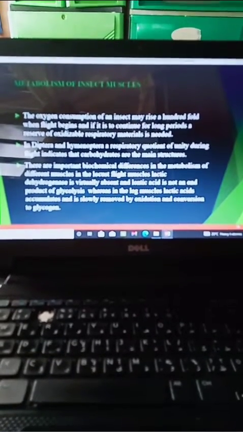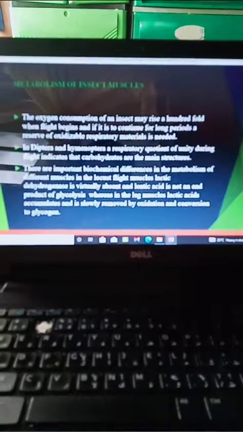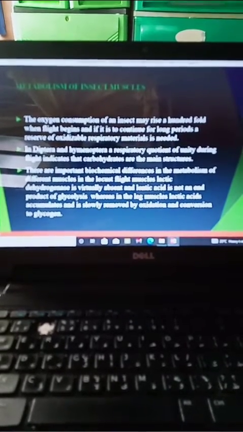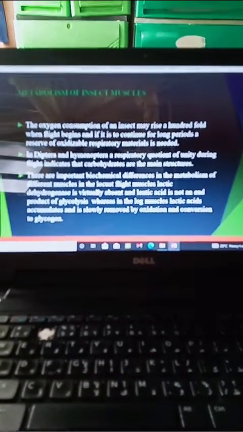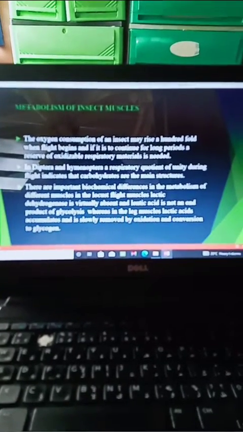Metabolism of insect muscles. The oxygen consumption of the insect may rise hundredfold when flight begins and continue for long periods, and a reserve of oxidizable respiratory materials is needed. In Diptera and Hymenoptera, a respiratory quotient of unity during flight indicates that carbohydrates are the main substrates.